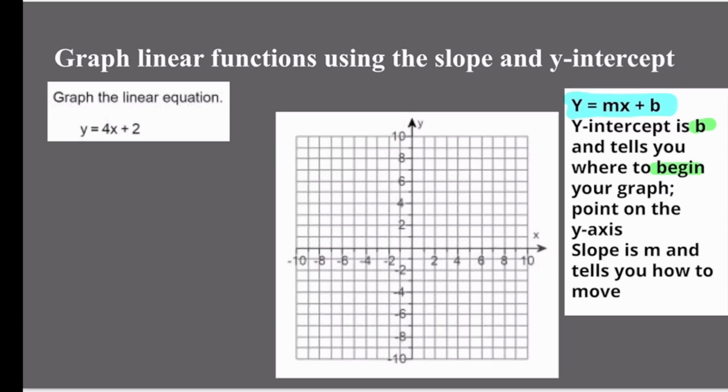Your slope is the m value. The slope tells you how to move. So m tells you to move, b tells you where to begin.